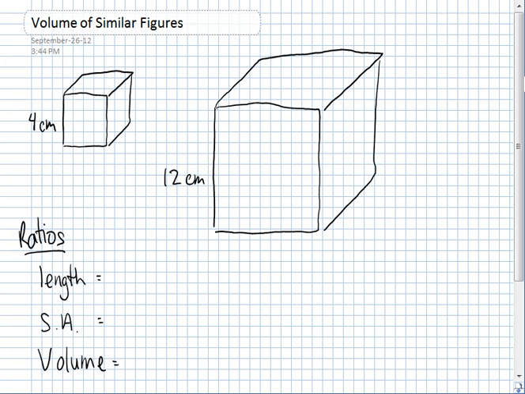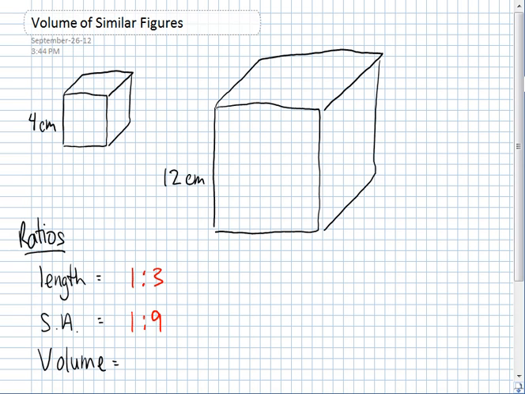So just looking at the ratio for these two cubes here, I think you can see that for the length, it's a 1-to-3 ratio for the side length. So really quickly then, why don't you write down or guess what the surface area ratio would be between the two of them. Hopefully you said 1-to-9 because that is the right answer.